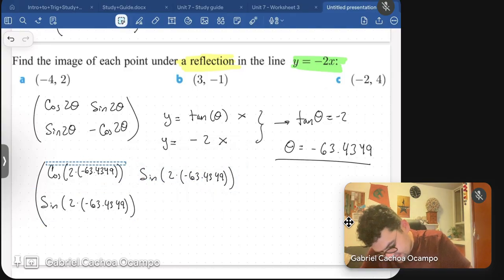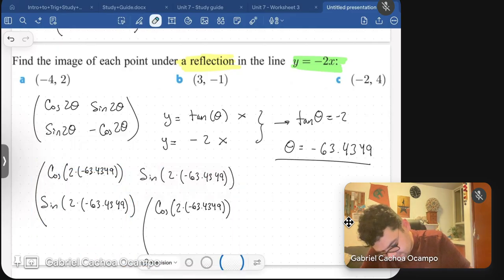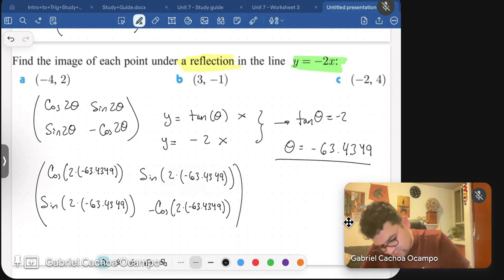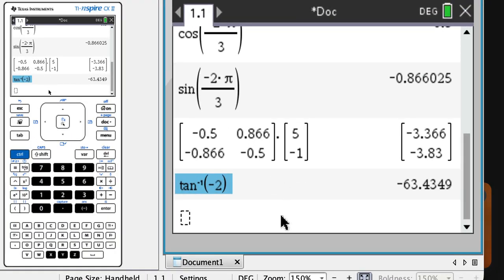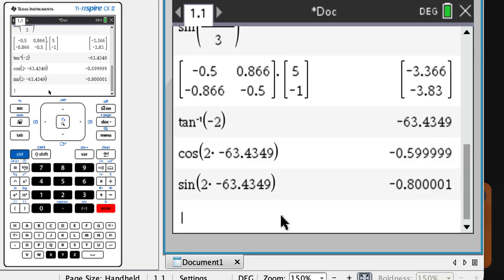sine, and this one is negative. So this is my matrix, and I can plug this into my calculator. Let me do that very quickly. I just need to know the cosine of 2 times negative 63.4349, and I need to know the sine. So I'm going to round it up.